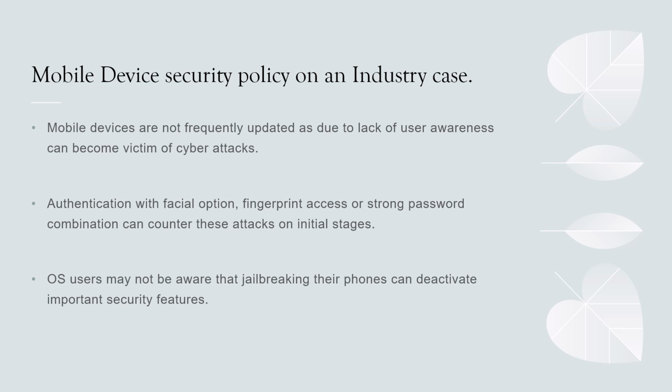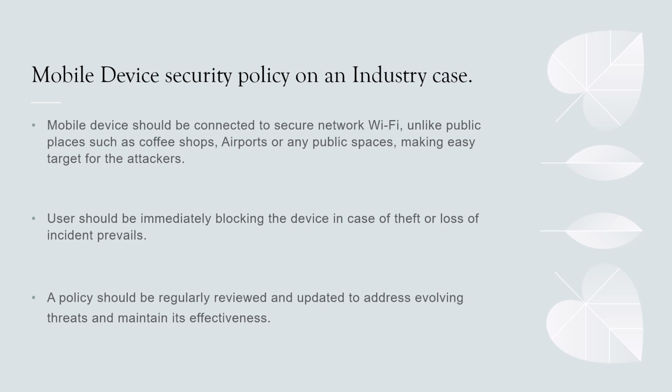There are major different kinds of application platforms, such as iOS and Android users. Mostly iOS users are not aware that jailbreaking their phone can deactivate important security features. This should be kept in mind, so that they are not deactivating those features, and they should try to update at regular intervals with the company software changes.